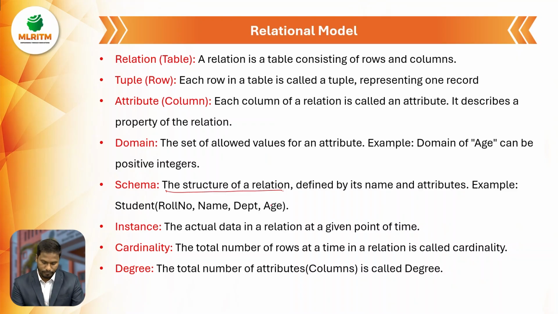Okay, instance means a particular moment of time, a given point of time. The actual data in a relation at a given point of time is nothing but an instance. Okay, cardinality. What is cardinality? We discussed already. The number of rows in a table is called cardinality. And degree, what is the degree? The total number of attributes in a table is called degree.